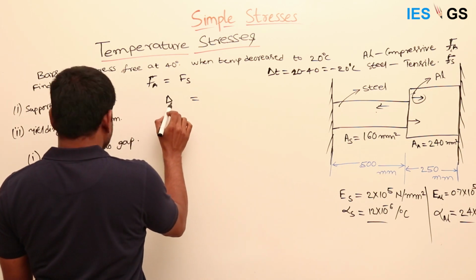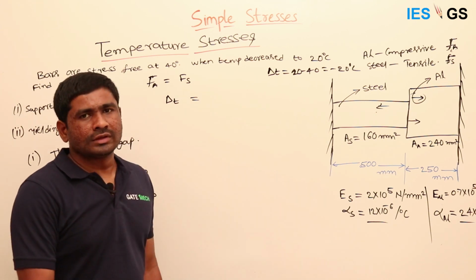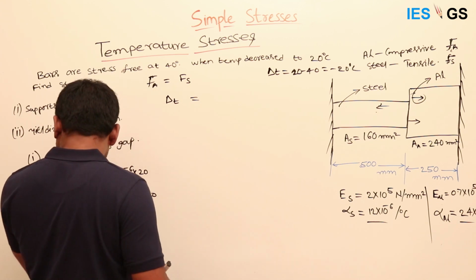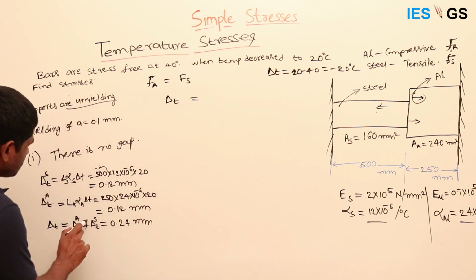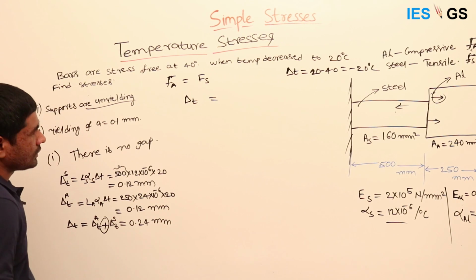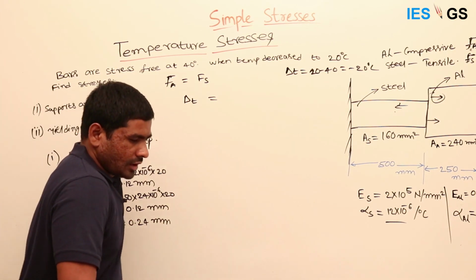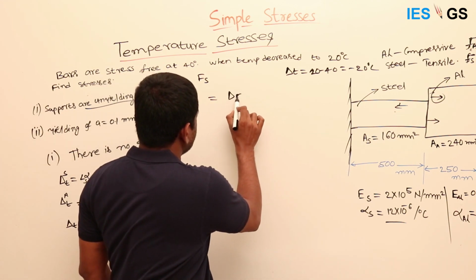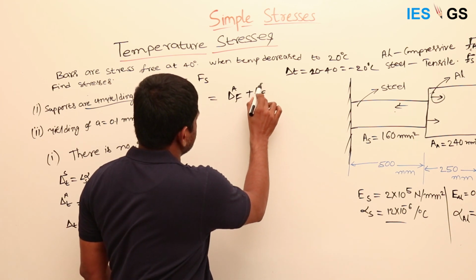Okay, delta T, the total elongation due to the thermal stress, the decrease in temperature. Here, if you observe, why is this plus? Because one is compressive, one is tensile, so we are adding both. And that equals delta F A plus delta F S.